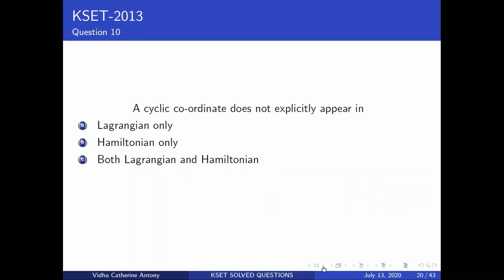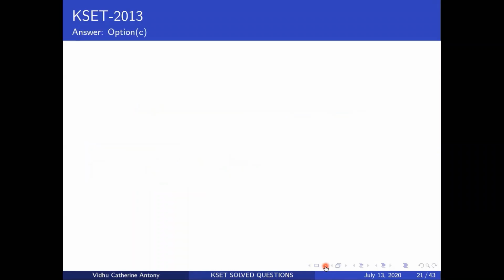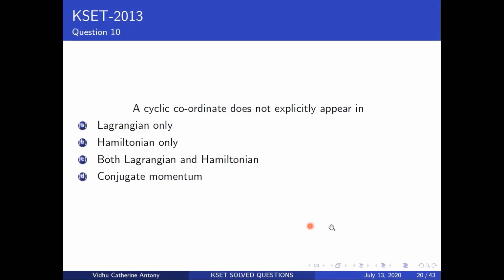Okay, both the Lagrangian as well as the Hamiltonian, conjugate momentum. So what do you mean by a cyclic coordinate? Cyclic coordinate is an ignorable coordinate. Cyclic coordinate is also called an ignorable coordinate.